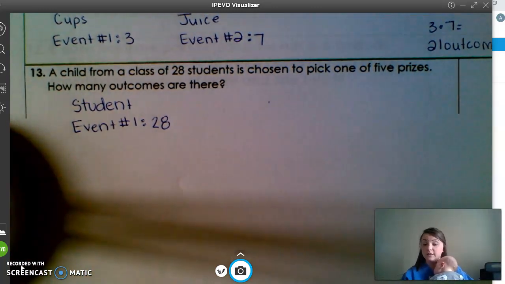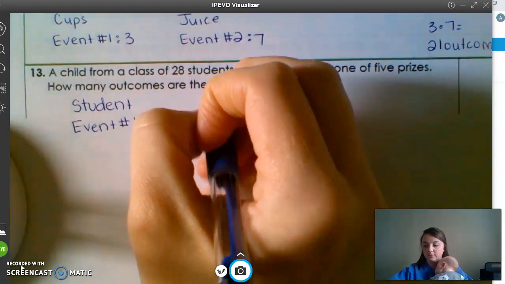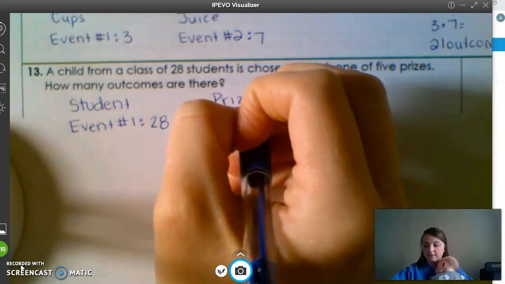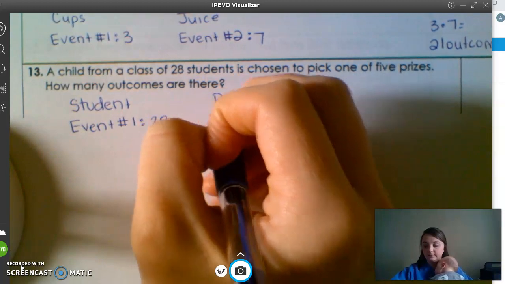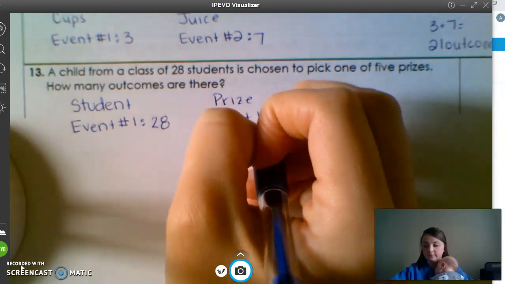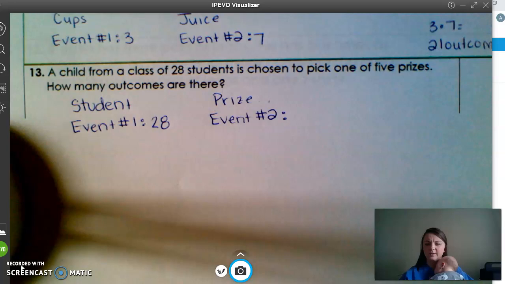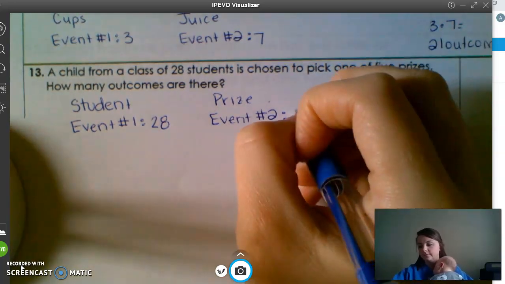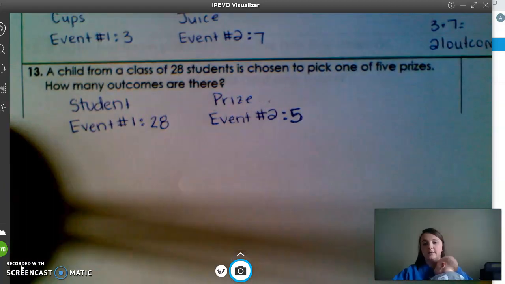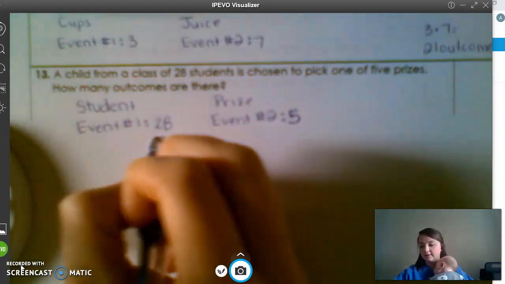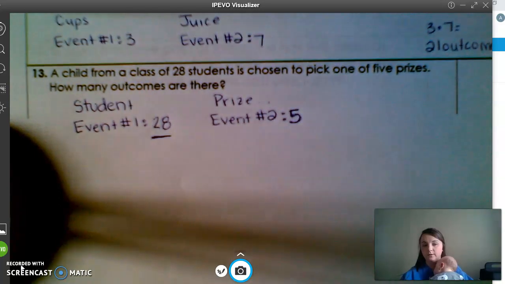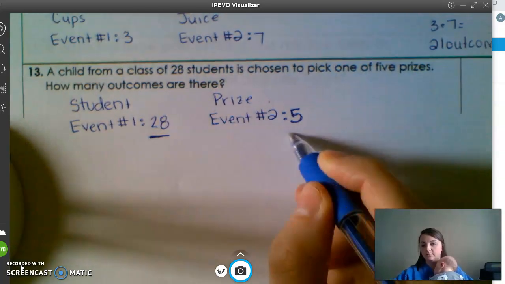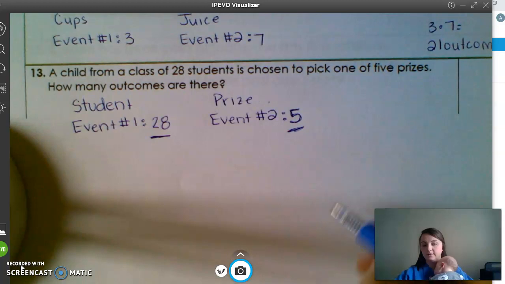Well, after they pick a student, what does the student get to do? The student gets to go up to the bag and pick one of 5 prizes. So the prize is our second event. How many different prizes are in that bag? There's 5. And then to get the total number, we take outcomes from event 1, outcomes from event 2, and multiply them together.